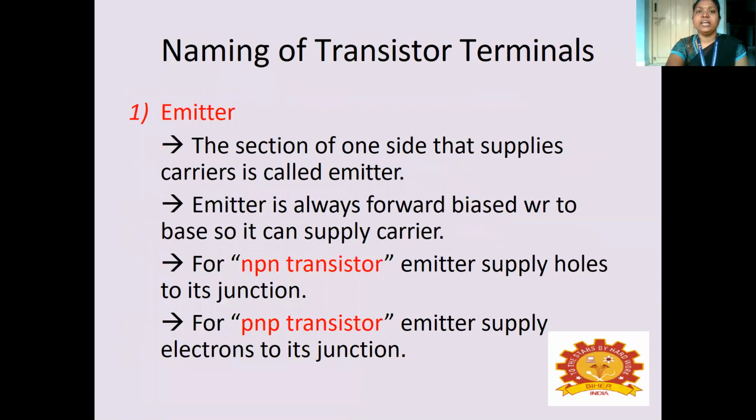So first we will define the terminals of the transistor. Emitter: the section on one side that supplies carriers is called the emitter. The emitter is always forward biased with respect to the base, so it can supply carriers. For an NPN transistor, the emitter supplies electrons to its junction, and for a PNP transistor, the emitter supplies holes to its junction. So depending upon its carrier, it supplies holes or electrons to the junction.